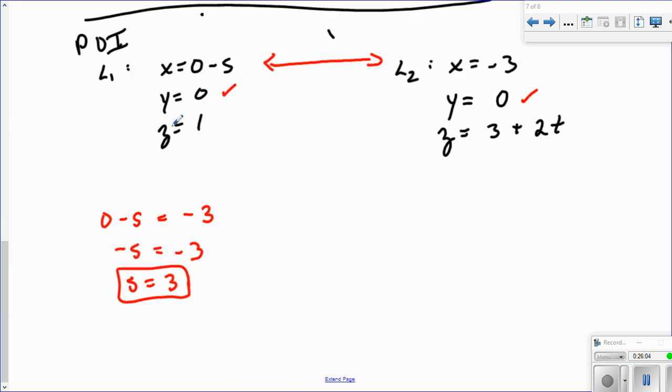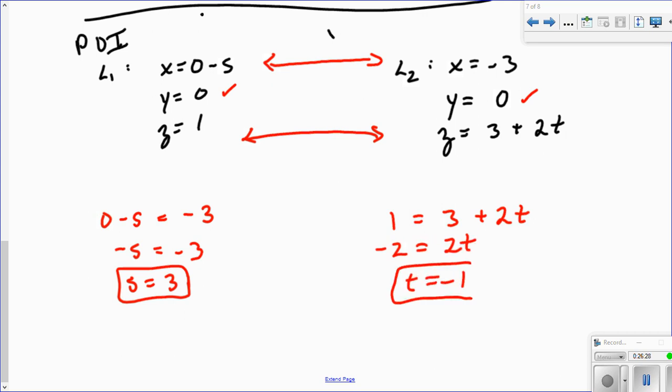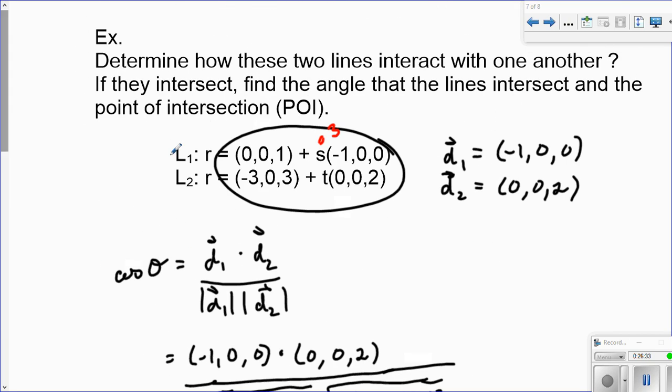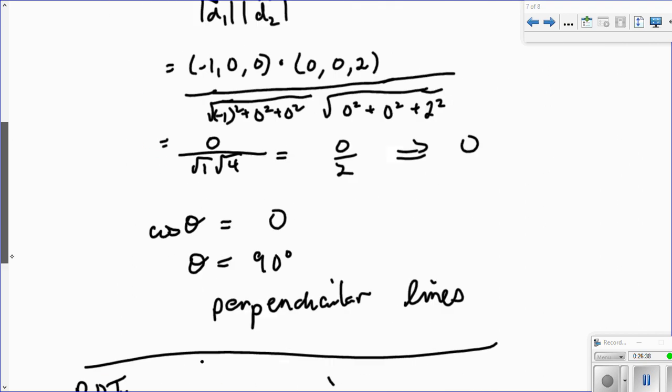Let's solve for z here and see if we can get a value for t. Either one will work here. I can either let s equal 3 in my first line, and that'll give me my point of intersection, or I can equate my z's. In this case, it would be 1 equals 3 plus 2t. Let's solve for t. So t equals negative 1. I can use either of these parameters, s equals 3 in my first line, or t equals negative 1 in my second line, and find this point of intersection.